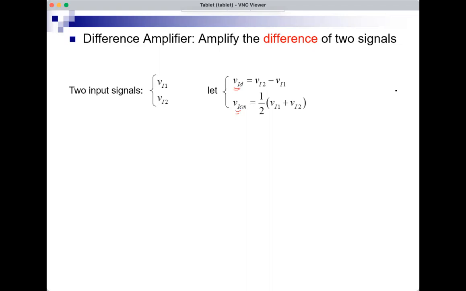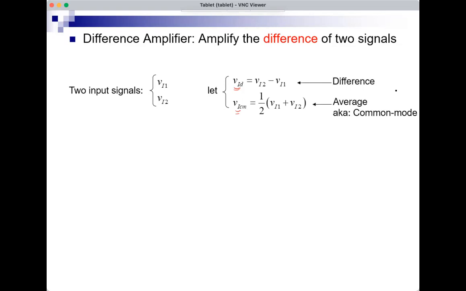Instead of dealing with two input signals independently, since I'm interested in the difference, I want to focus on VID. But VID alone does not allow me to know what was VI1 and what was VI2. So I introduce also the average. The average is there so that I can go back to VI1 and VI2 if I need to. But I don't want it to appear in the output. So the difference and the average.